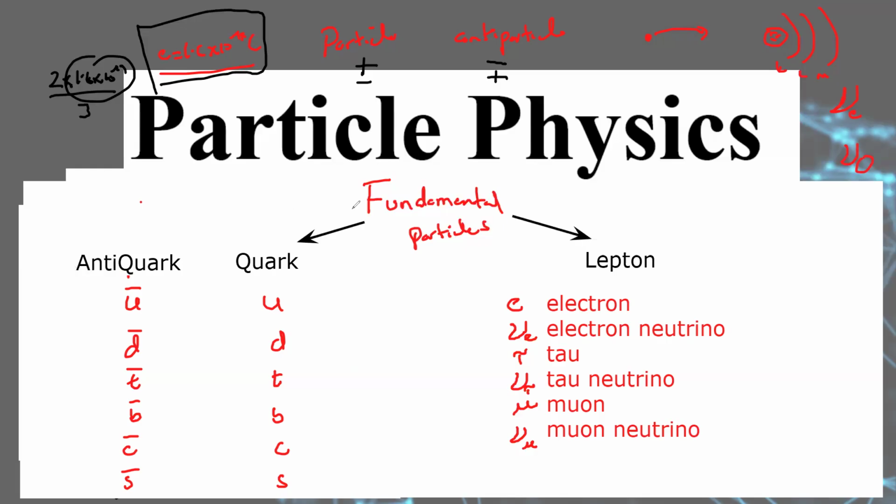And what are the charges? What is the charge of electron? Negative, neutrino 0. Tau negative, neutrino 0. Muon negative, muon neutrino 0. So muon neutrino, tau neutrino, and electron neutrino do not have any charge. And electron, tau, and muon have the same charge. Their relative charge is -1, or you can also say they all have the same charge, which is 1.6 exponent minus 19 Coulomb.